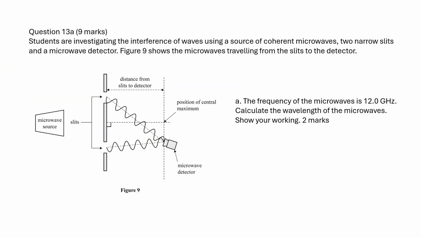The speed of the microwave is the speed of light. We calculate the frequency of microwaves by the speed, wavelength, and frequency equation.